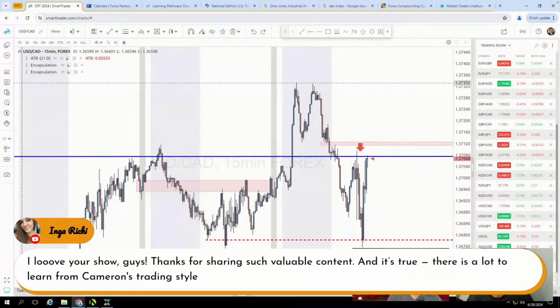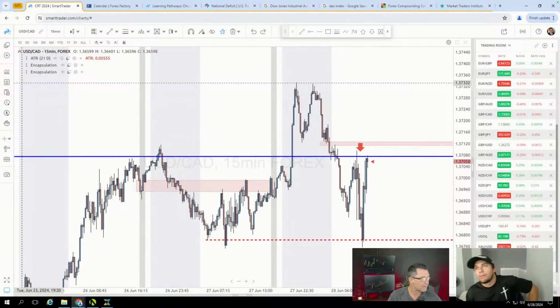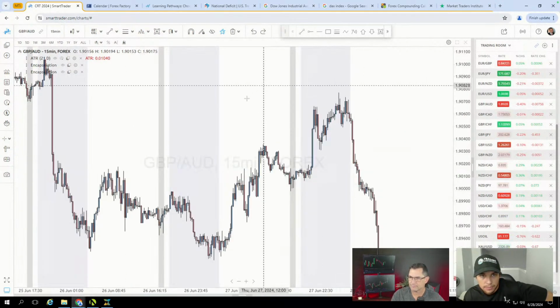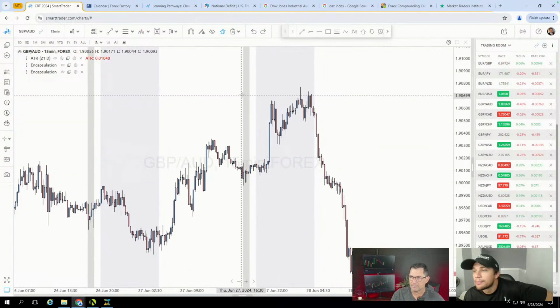Now, this is the thing right here. This is what I absolutely want to go ahead and talk about when it comes to what Cameron's talking about, the different sessions, right? So on which pound is it? The pound Aussie. Just go to the pound Aussie trade right here. I want to show you guys something here. Pound Aussie. All right. Here's a 15-minute time frame.